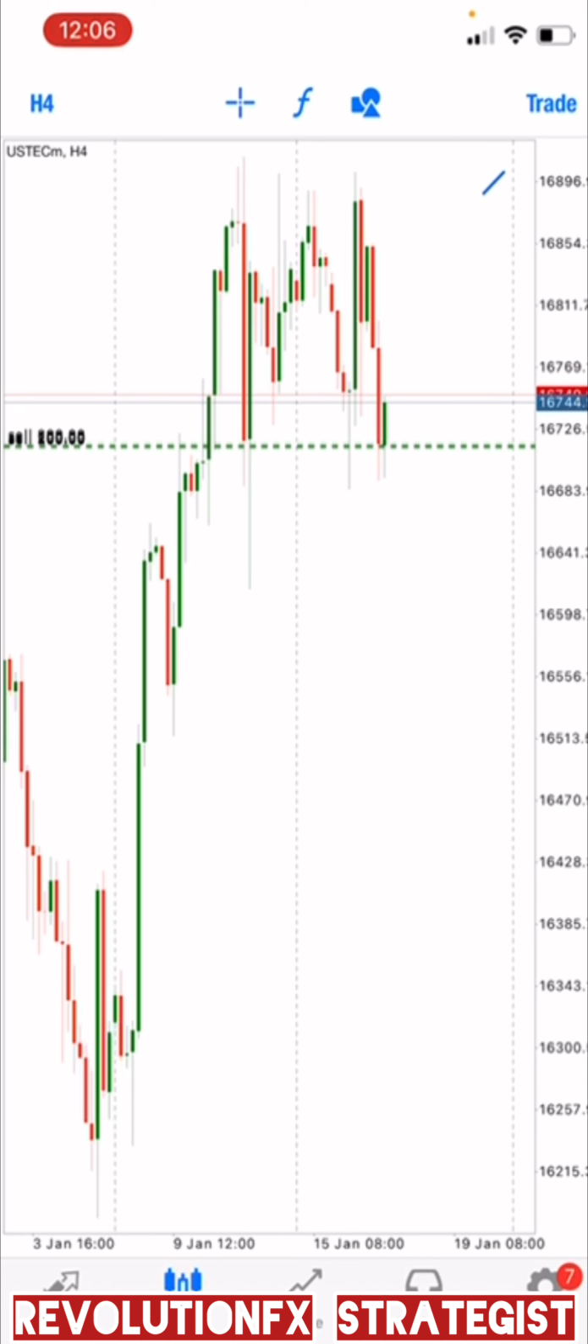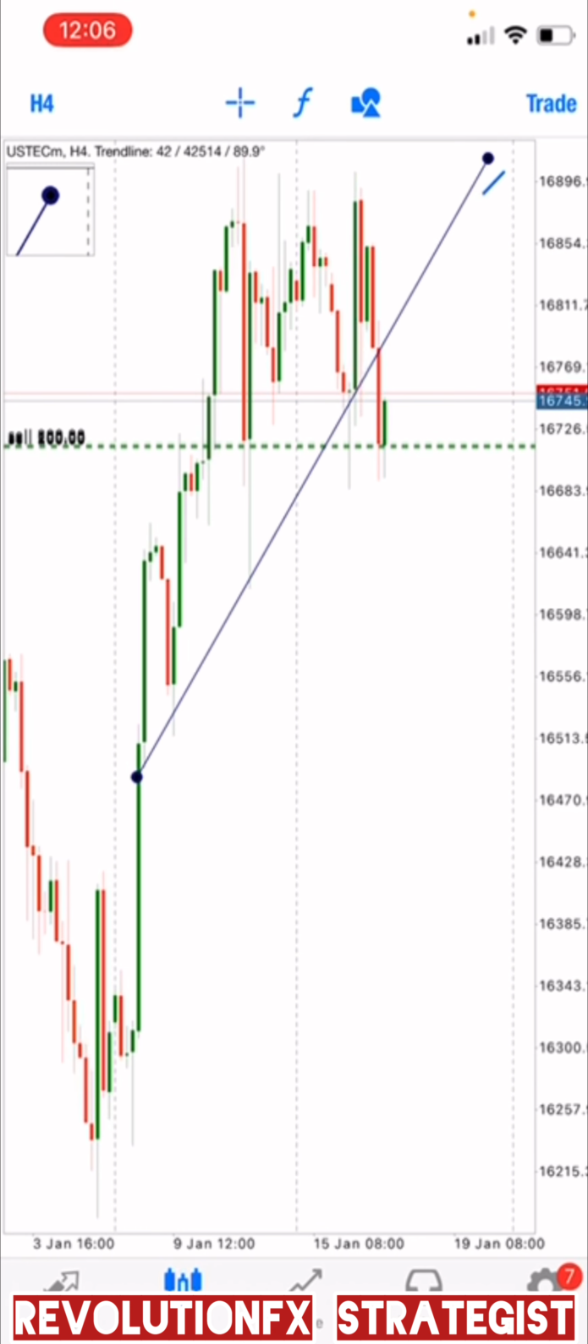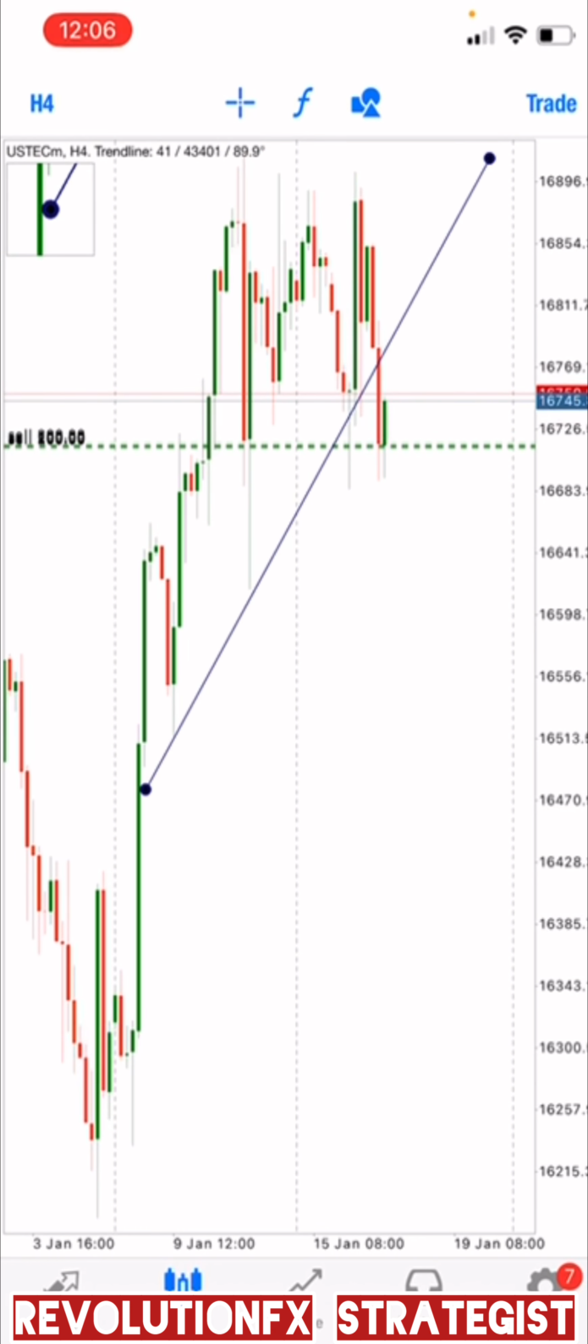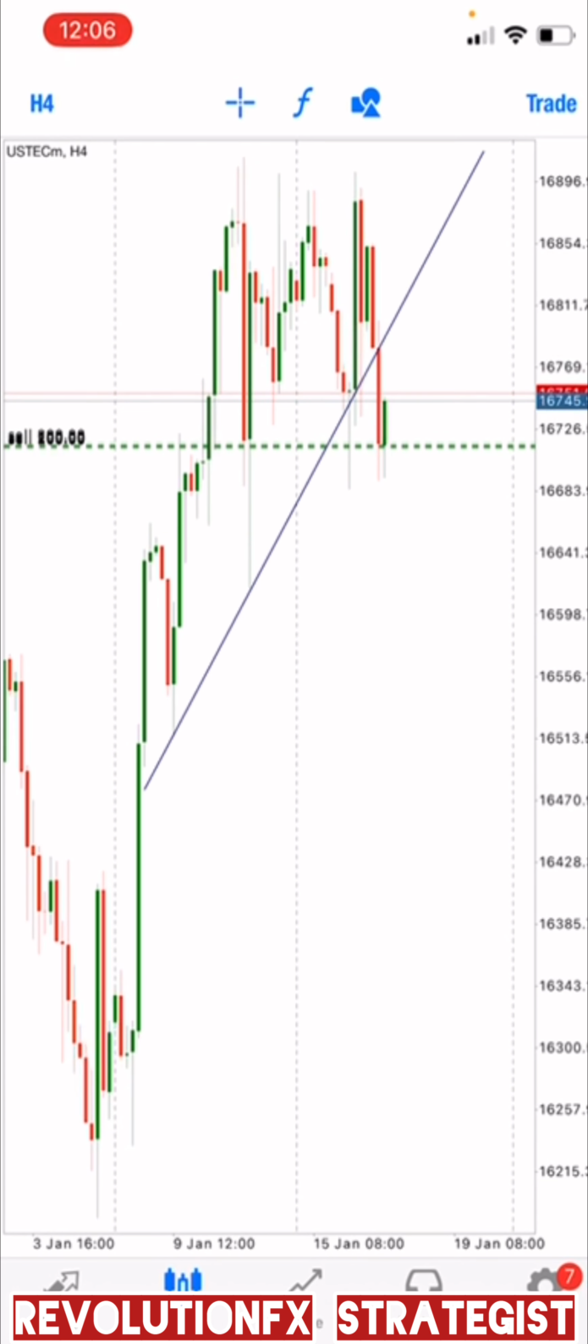Today we are taking on a Nasdaq trade, and this signal has already been given. As you can see, we are having a bit of a drawdown. But let me explain why this trade is a very strong sell, and why we are expecting a strong bearish move.